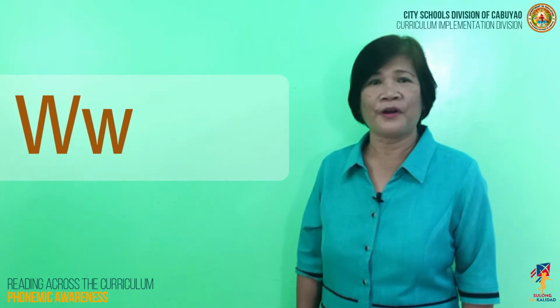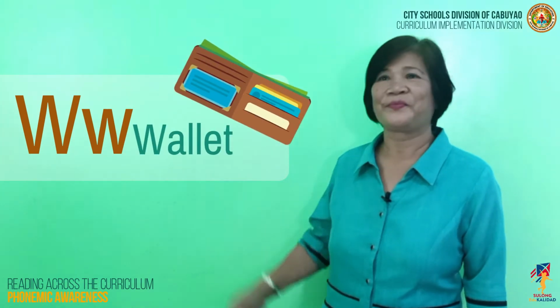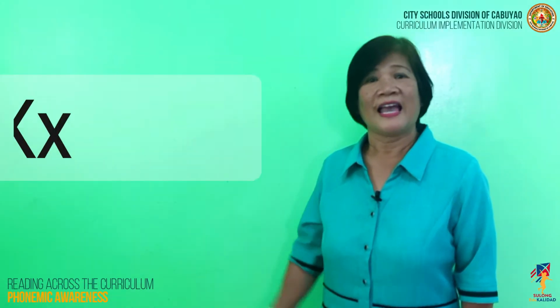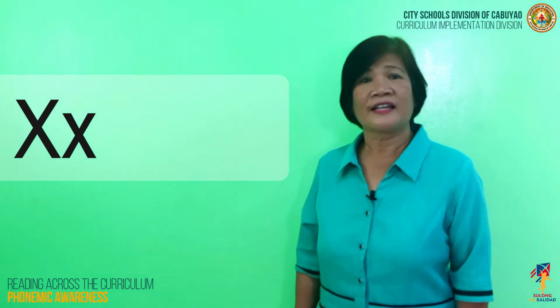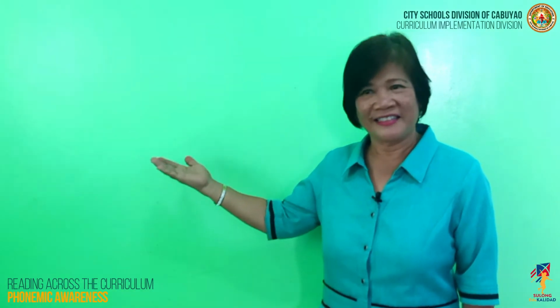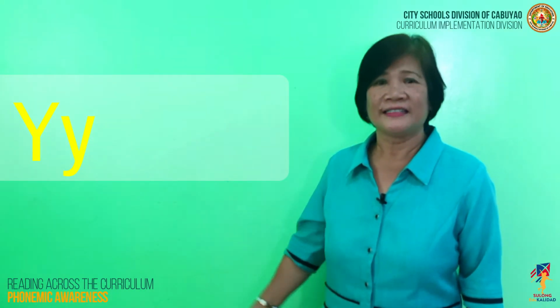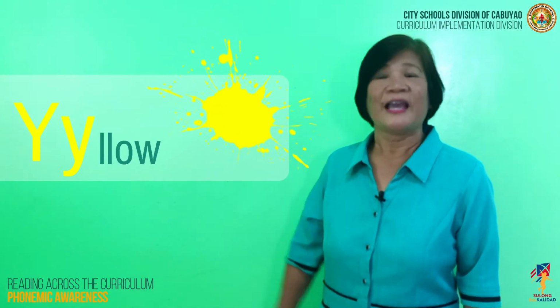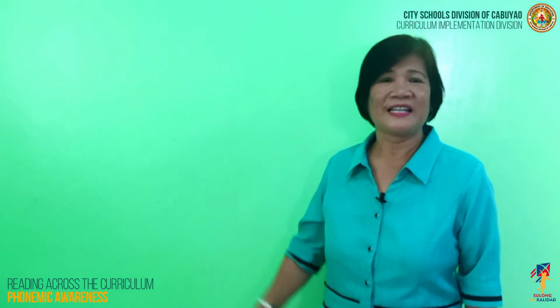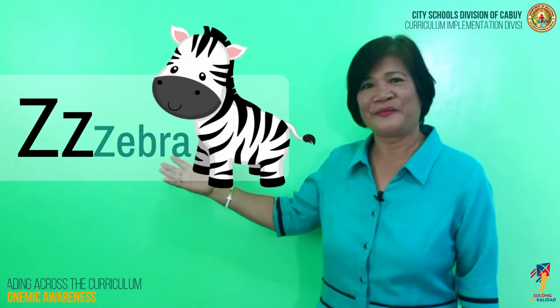W is for wallet. X is for x-ray. Y is for yellow. Z is for zebra.